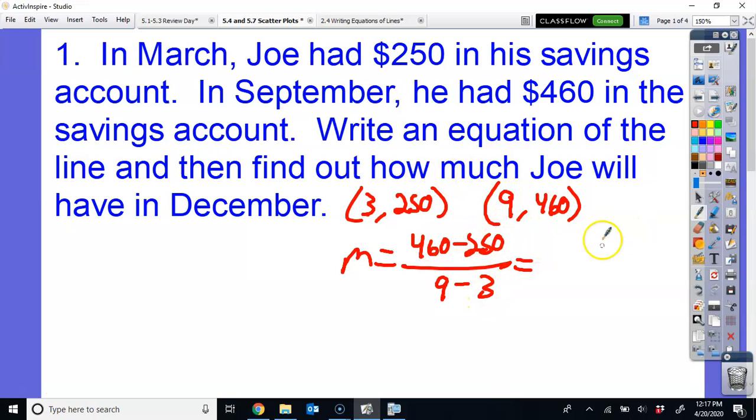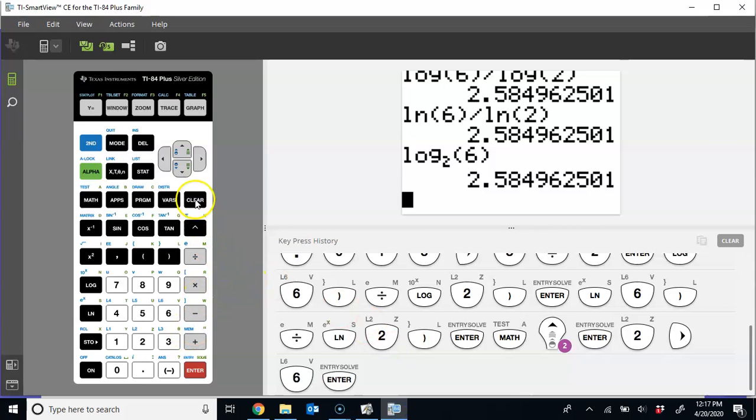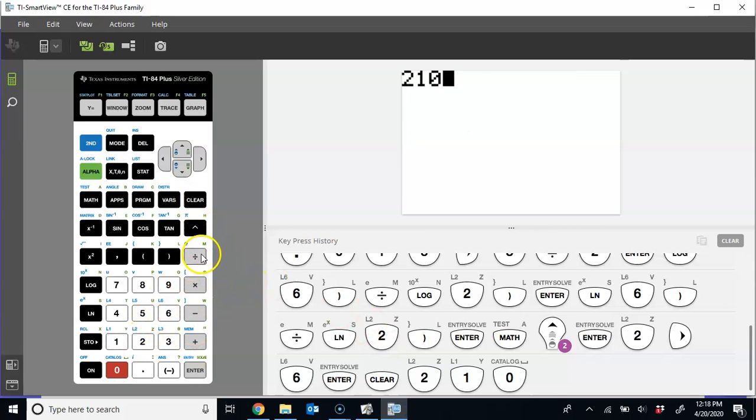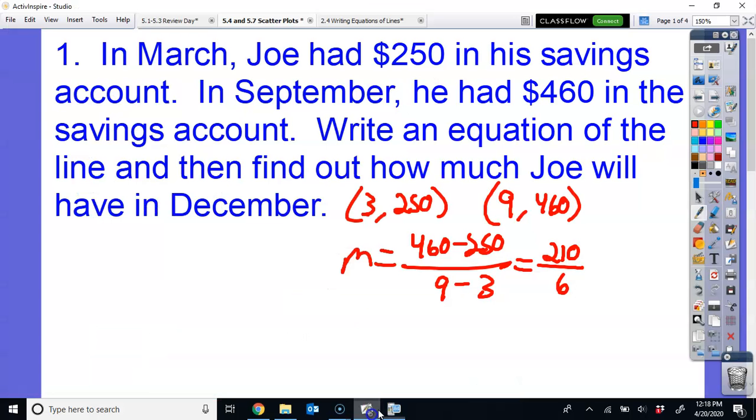So 460 minus 250, I'm going to end up with 210. 9 minus 3 is 6. So 210 over 6. If I were to take 210 and divide that by 6, that's going to tell me 35. That is my M. Now, what does that mean in real life, though? That means dollars per month. That means old Joe here is gaining $35 per month in his savings account.